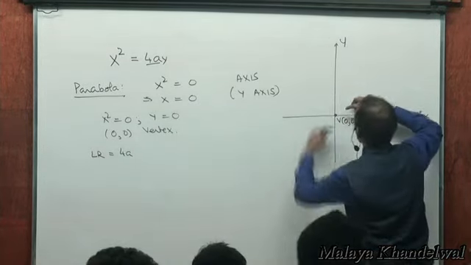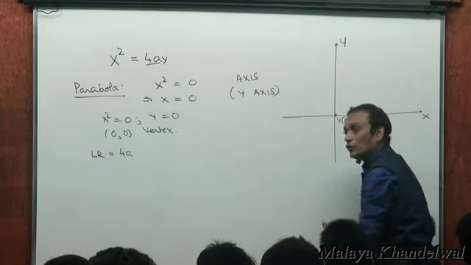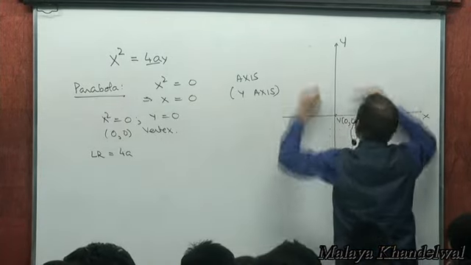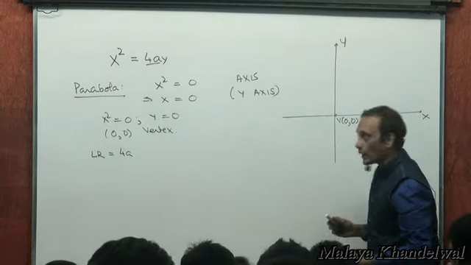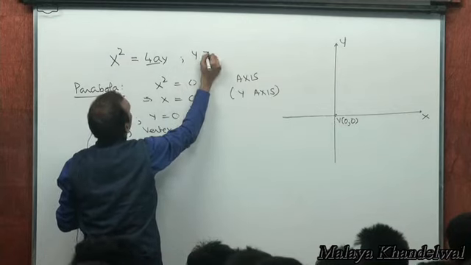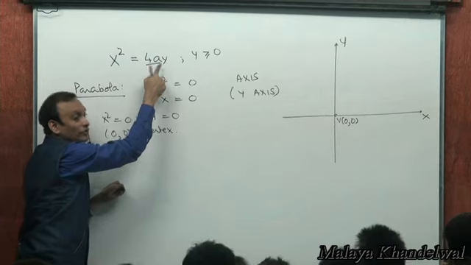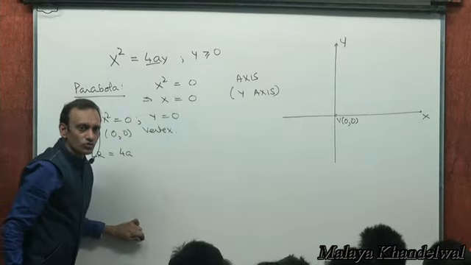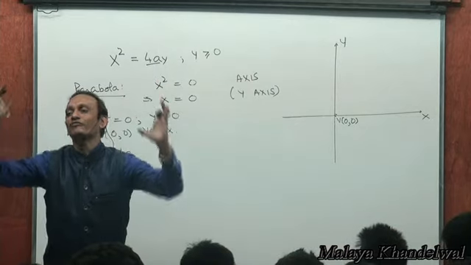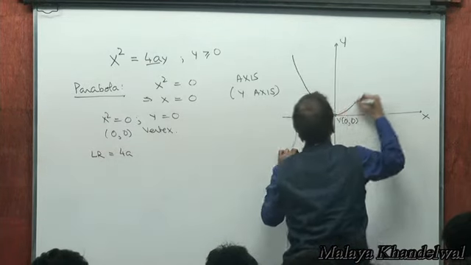Now, if this is the axis of symmetry, the parabola could either open upward or downward. If this is the axis of symmetry, the y-axis, it could either open up like this or it could open down like this, right? Now, in this case, do you realize that y has to be greater than or equal to 0? Because this is non-negative, this has to be non-negative. So, y would have to be greater than or equal to 0. Therefore, the parabola has to open upwards. Y of any point on the parabola would have to be greater than or equal to 0. So, the parabola would have to open upwards.